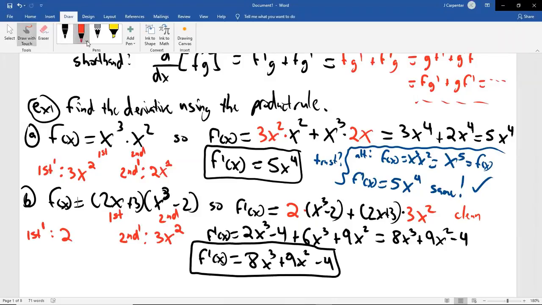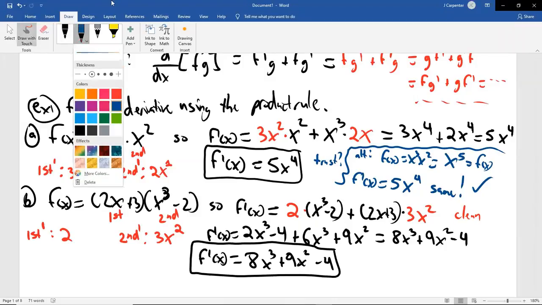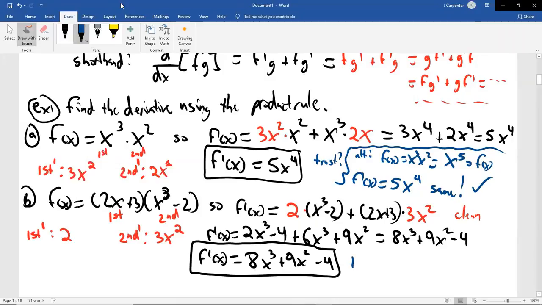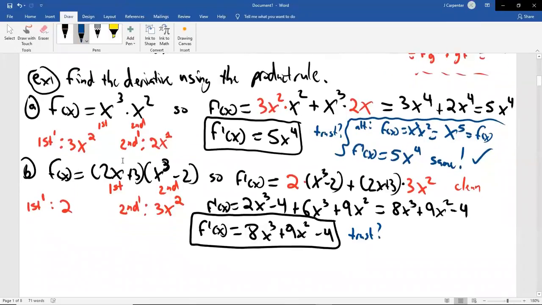I'll do the trust fall, if you want to call it that, one more time and only one more time. So do you trust this? Because it gets much worse to do this trusting issue after this part. So we're going to get to more complicated ones. So let's take the original function and let's FOIL it out. Before we do any of this derivative stuff, let's FOIL out the original function.